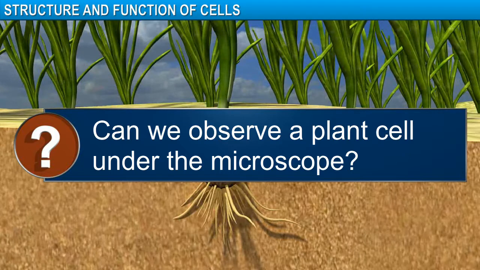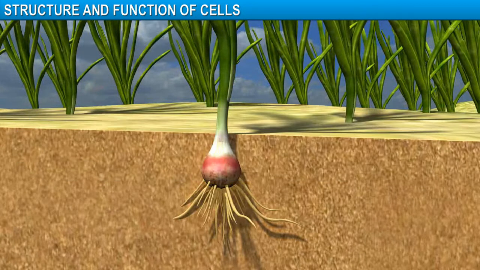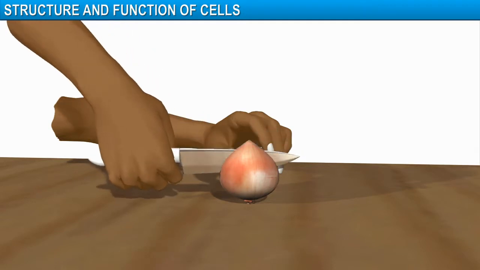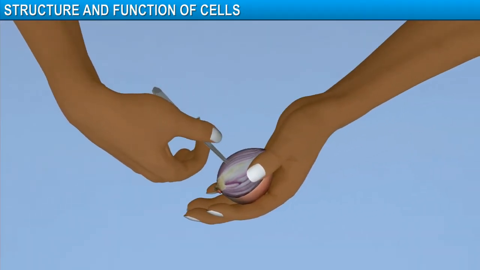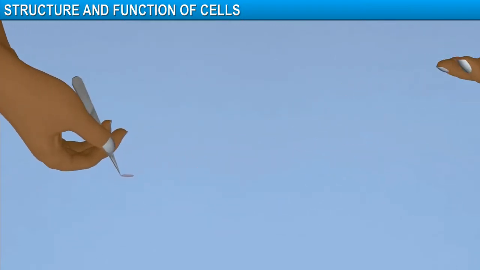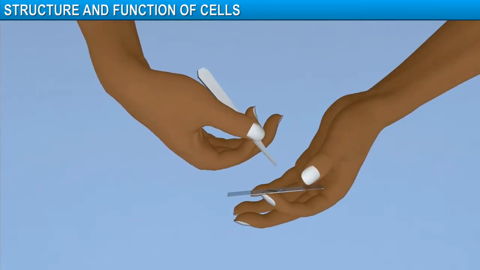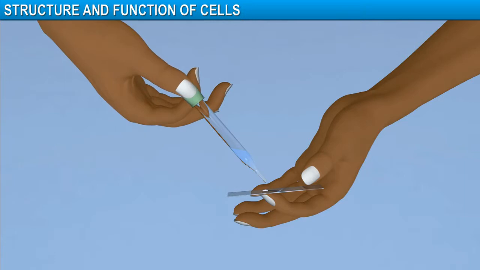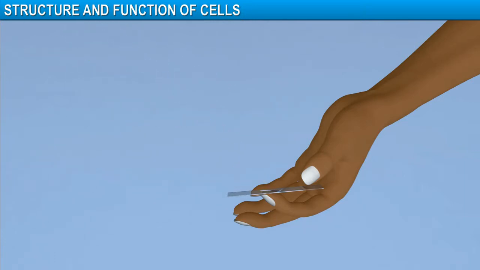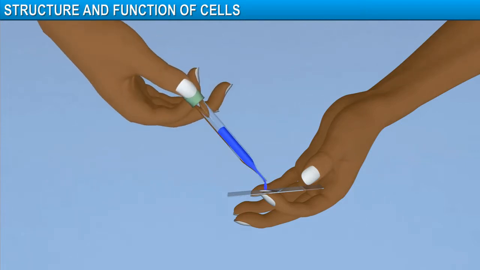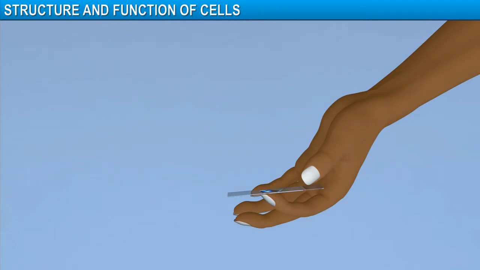Can we observe a plant cell under the microscope? To do so, take an onion bulb. Remove a thin peel from the onion bulb. Spread the peel on the glass slide and put a drop of water on it. Water will prevent the peel from drying. Then, add a drop of methylene blue solution to the peel.